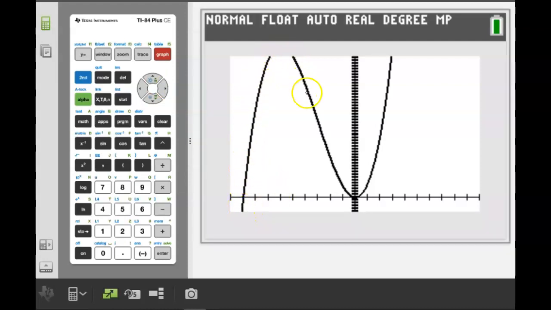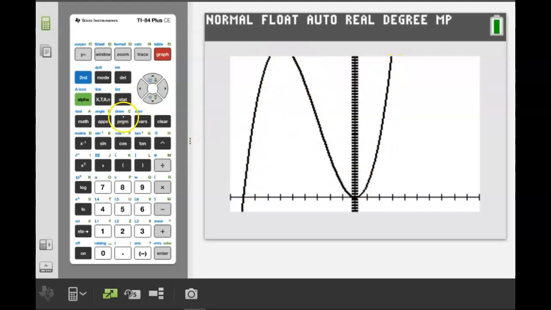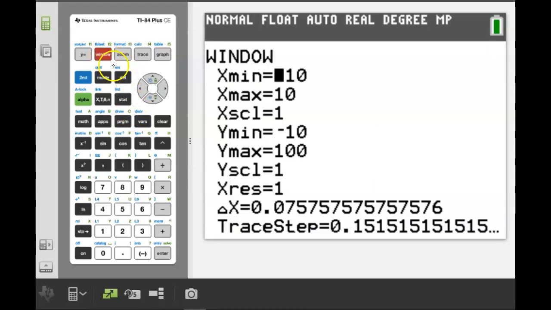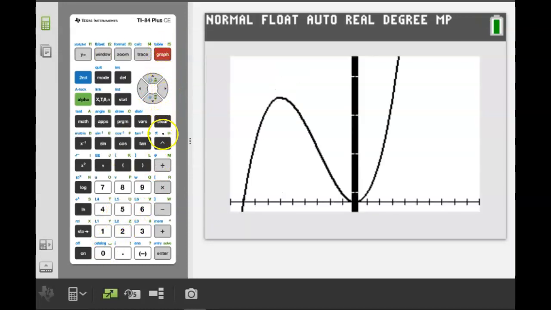This is part of the graph. Yeah, that's why I'm saying you have to find the top. It's all a cubic. It's not a line, it's all part of the cubic. So my window needs to be like 150 maybe on the top for the Y's. Now it looks like a cubic.